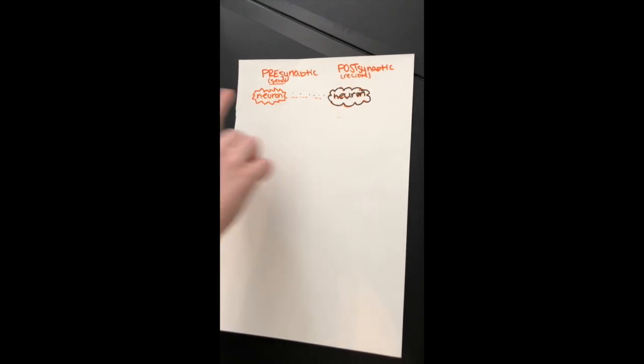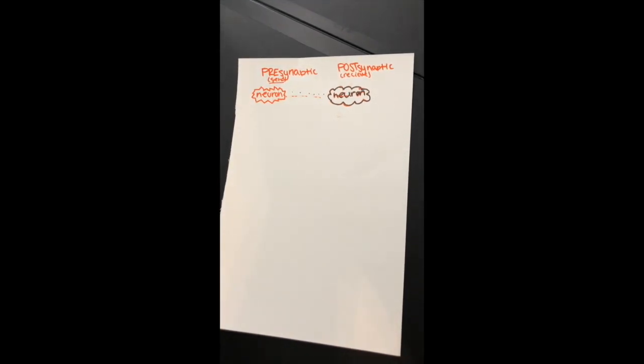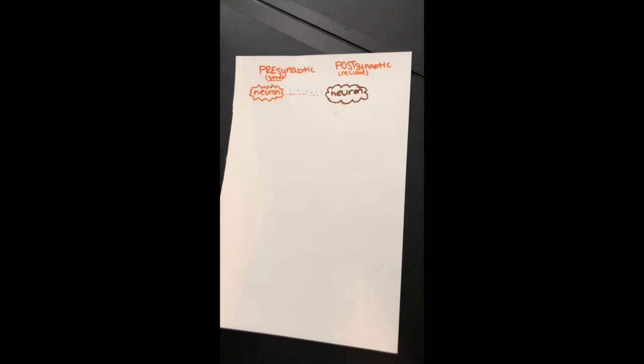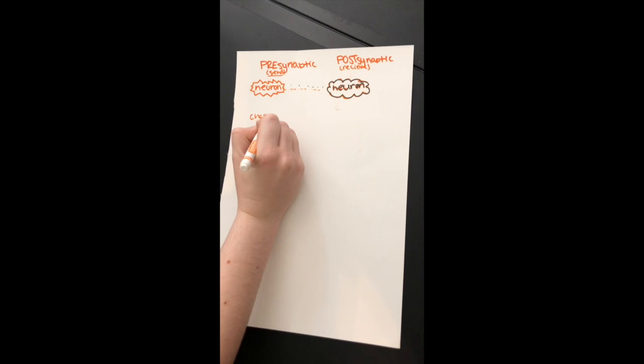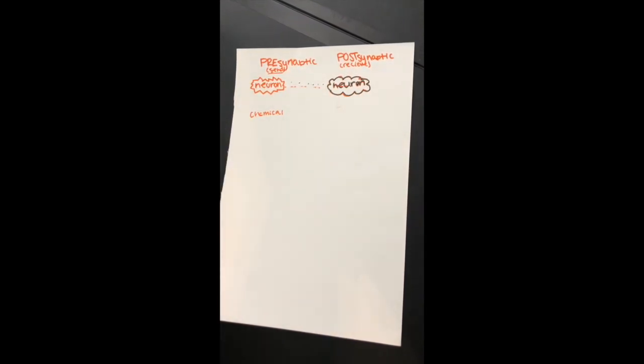There are two types of synaptic transmissions that can take place. The first and most common is chemical, and the second is electrical.